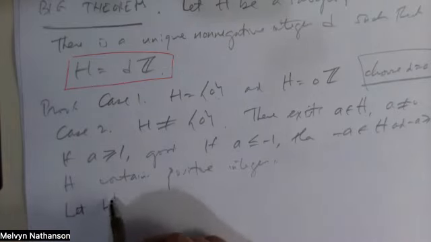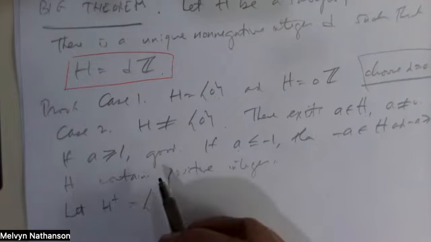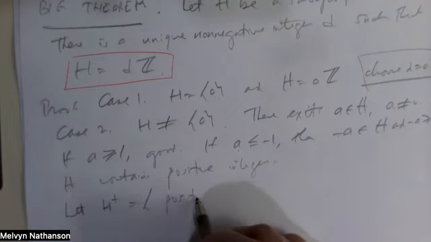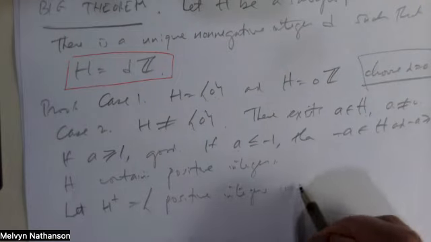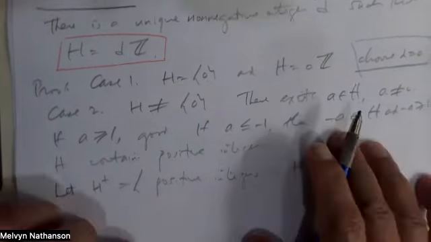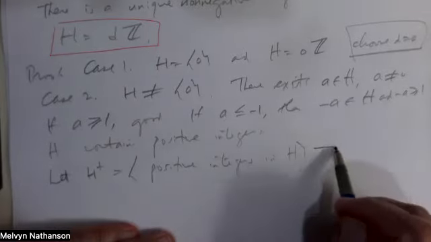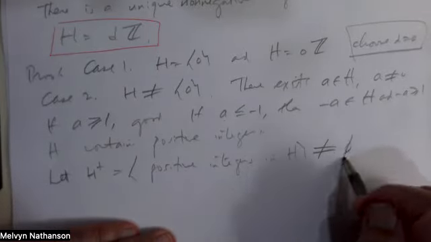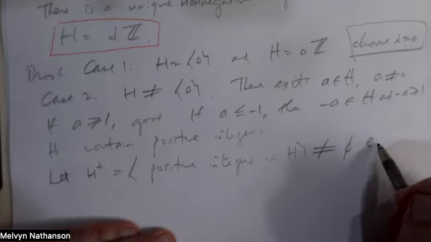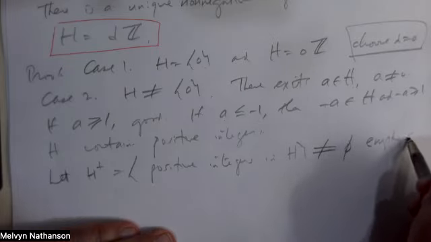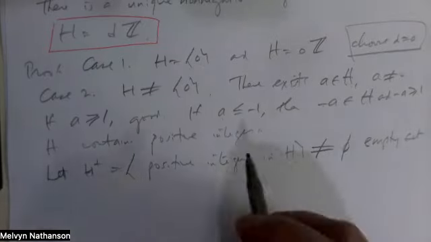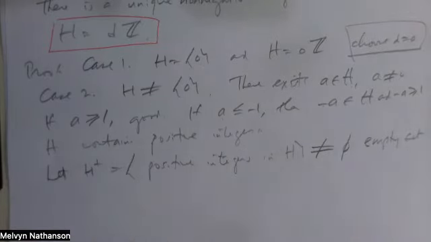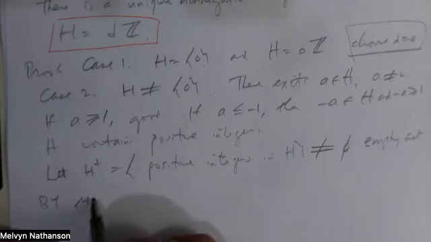Suppose I let H plus be the set of all positive integers in H. So I just showed this is not the empty set. This is, again, the symbol for the empty set, the set that contains nothing. So the set of positive integers in H is a non-empty set. And now we use the minimum principle.